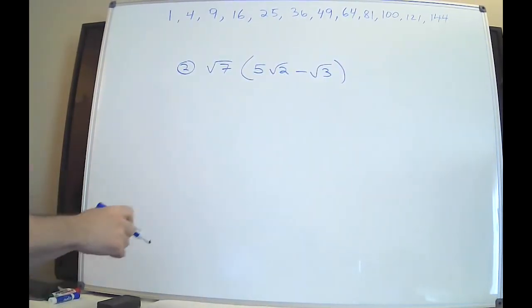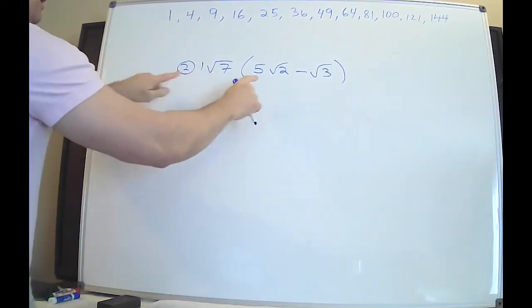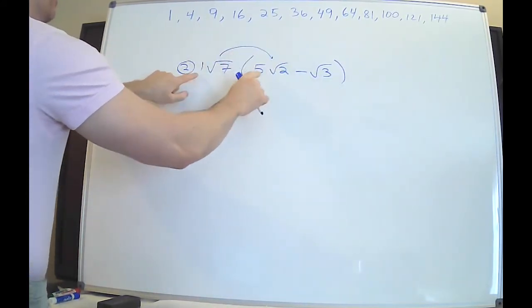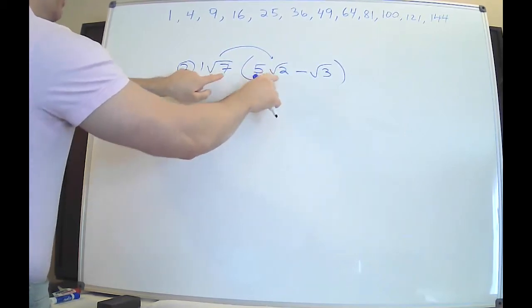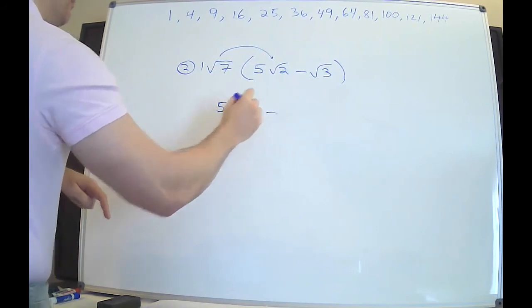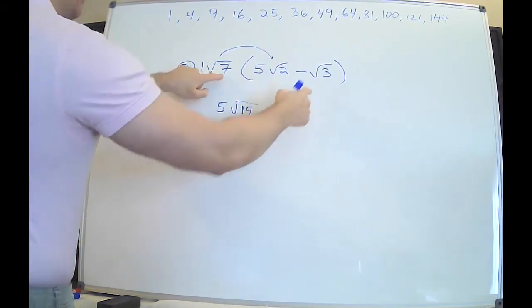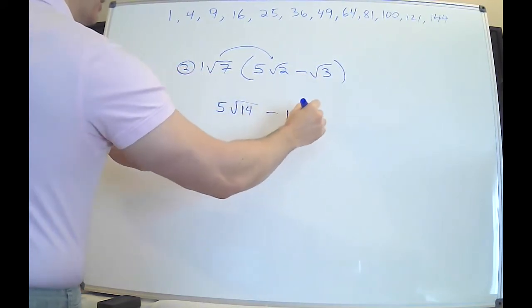All right, problem number 2. Pretty simple. Again, put a 1 if you need to. Multiply the numbers on the outside. 5 times 1, 5. Multiply the numbers on the inside. Radical 7 and radical 2 is radical 14. Minus, again, you have a 1 there. 1 times 1 is 1. Radical 7 and radical 3 make radical 21.